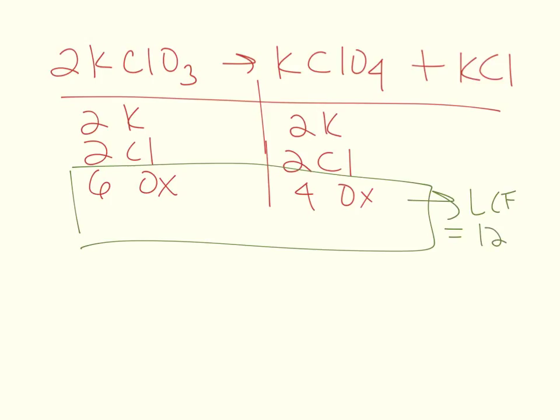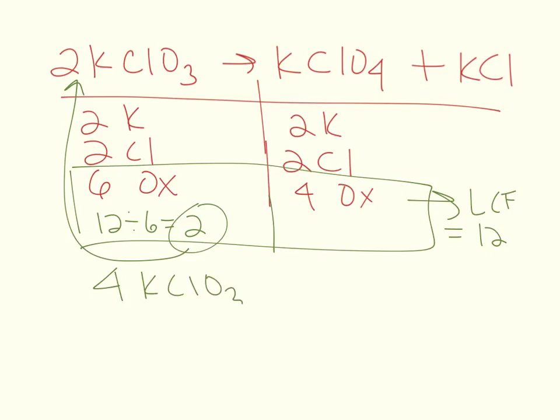So when we look at the 6 oxygen on the reactant side, 12 divided by 6 gives us 2. That 2 is going to be multiplied by that original 2 that we have already created. So that will now give us 4 KClO3. Now on the product side, 12 divided by 4 gives us 3. So that 3 we're going to add in front of the KClO4 on the product side.